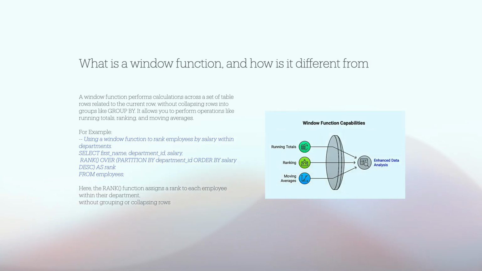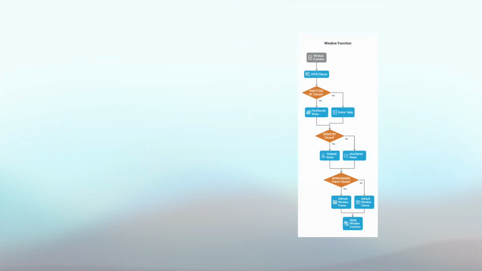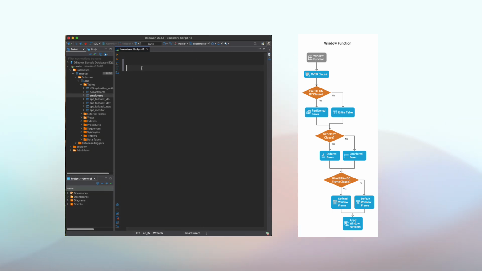This is how a window function works: running totals, ranking, moving averages. It can also be calculated, and this is useful for enhanced data analysis. Let's now see a pictorial representation of how a window function in a select query works, and also see the execution in DBeaver.